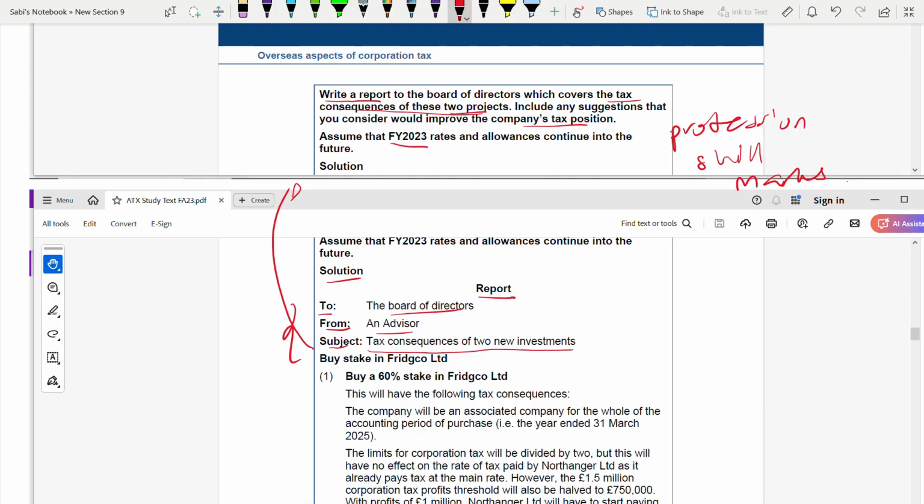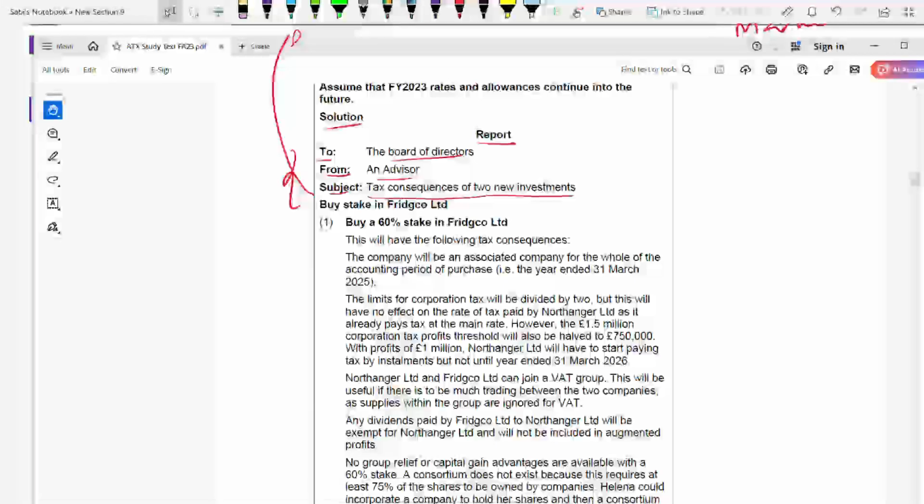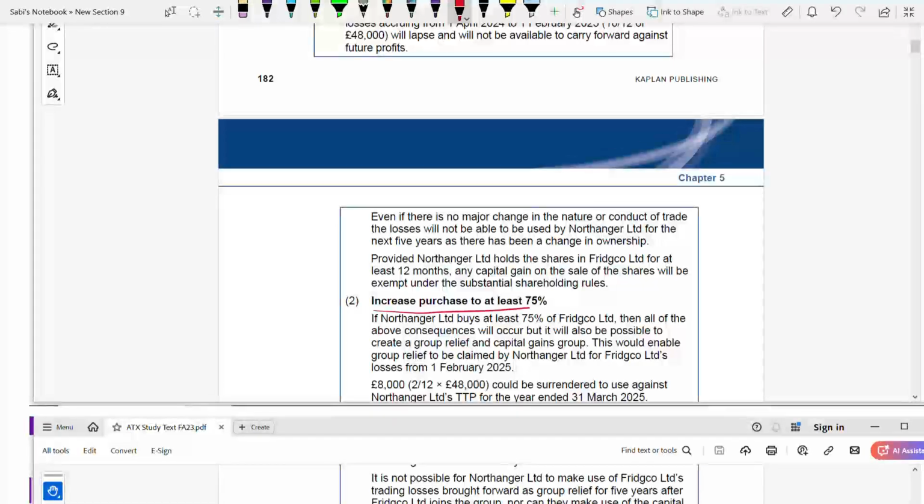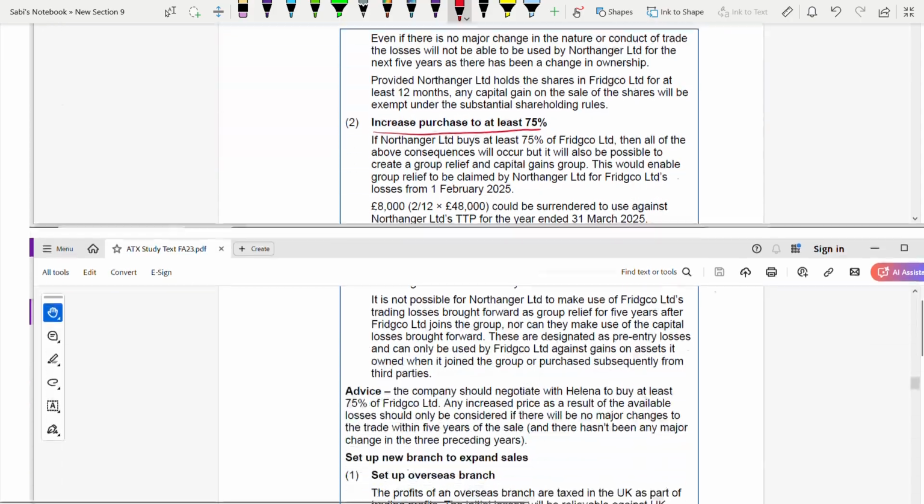Now you have to write it in paragraphs like this. You have to leave space. Very important, very relevant: the report has to be in paragraphs. And wherever you are writing a subheading, make sure it's bold, because you are typing this out on the CBE platform, so it's in bold like this. First one, buy a 60% stake. Second one, increase the purchase to at least 75%.